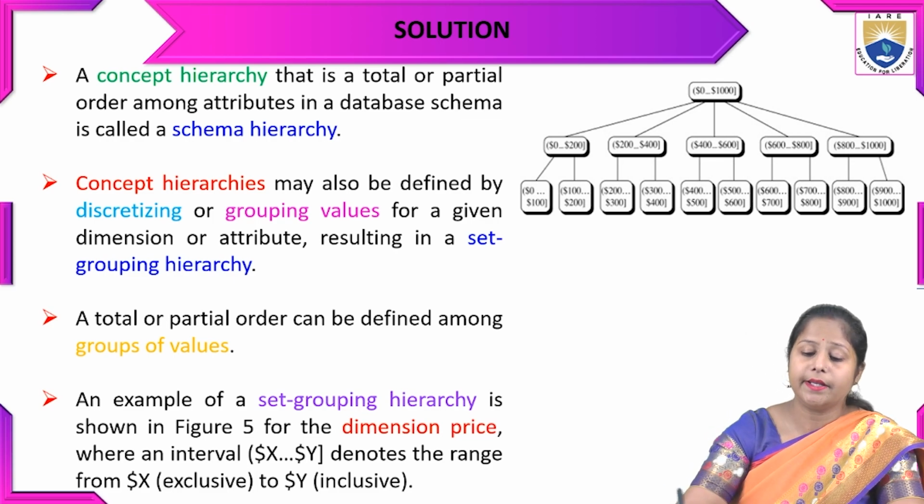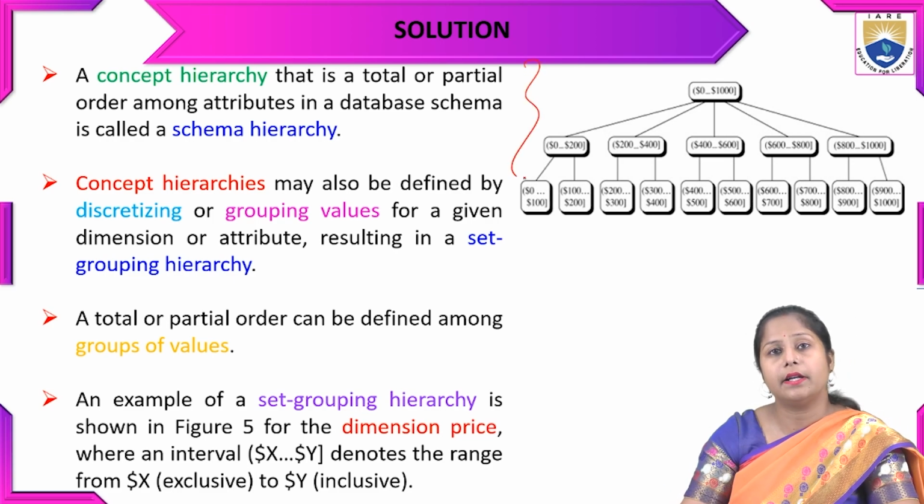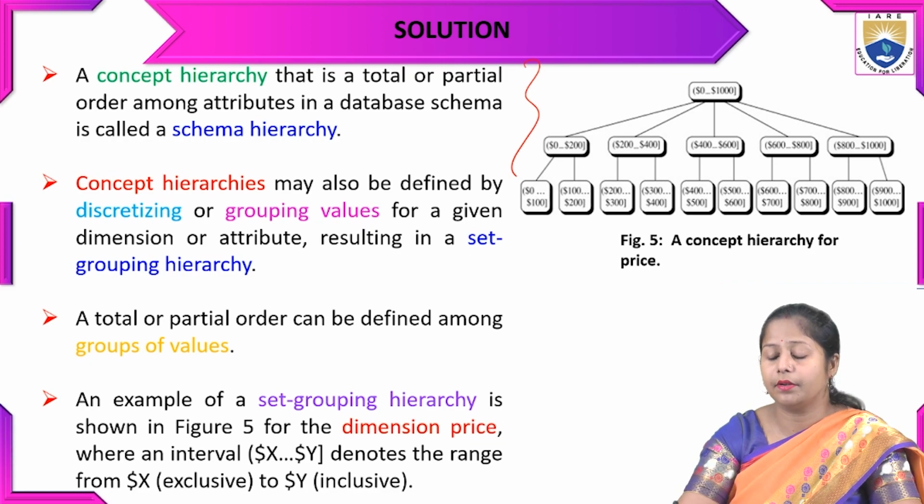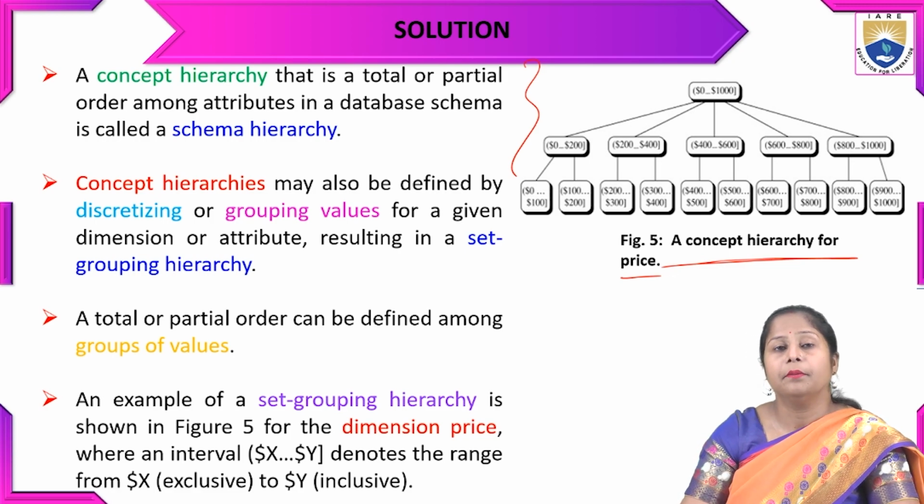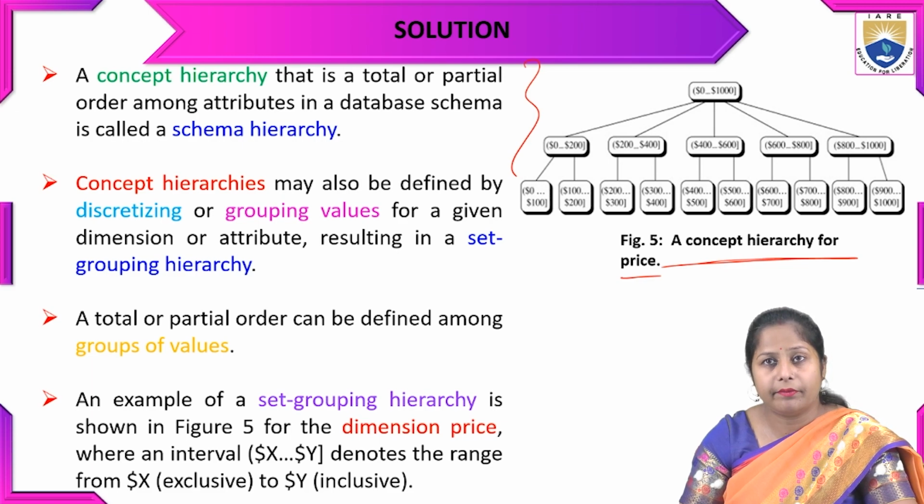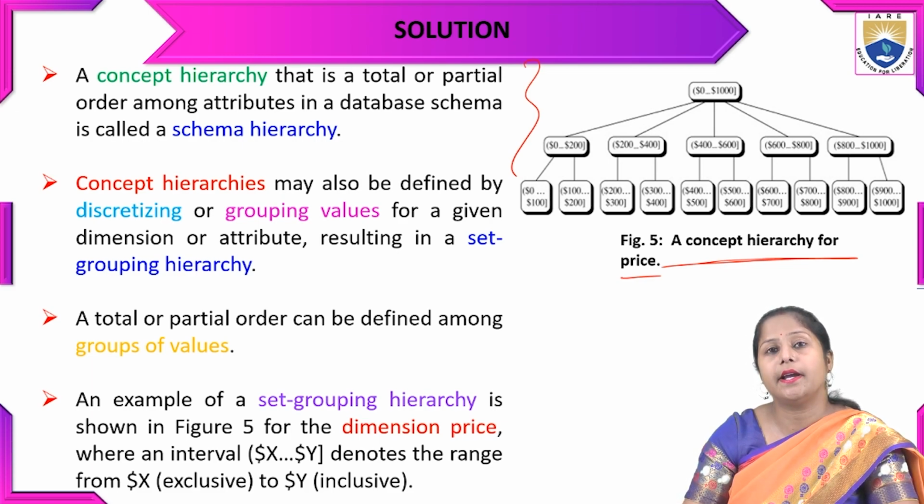The concept hierarchy, that will be the total or partial order among all the attributes in the database schema, will be called a schema hierarchy. So on the right hand side we have the concept hierarchy for the price. That is basically a schema hierarchy. Concept hierarchy may also be defined by discretizing or grouping values for a given dimension or attribute.